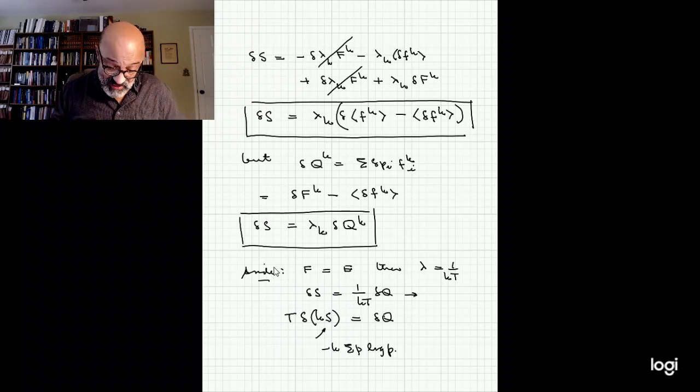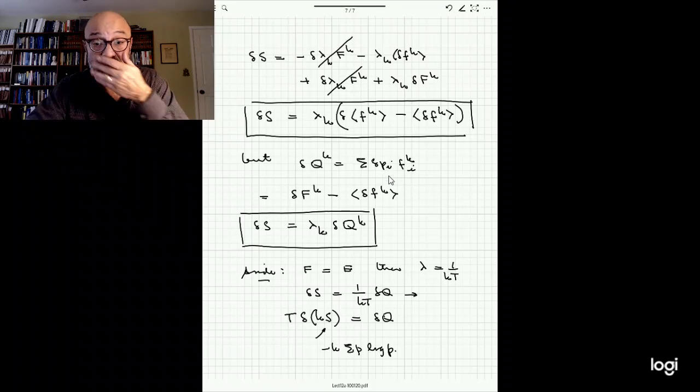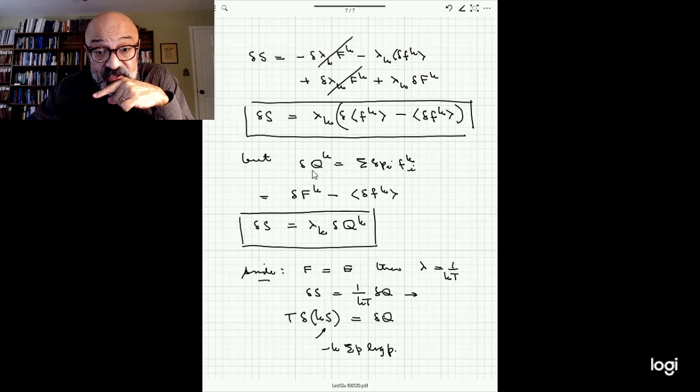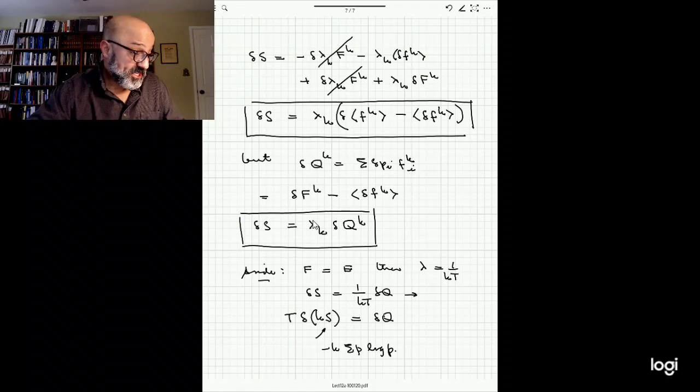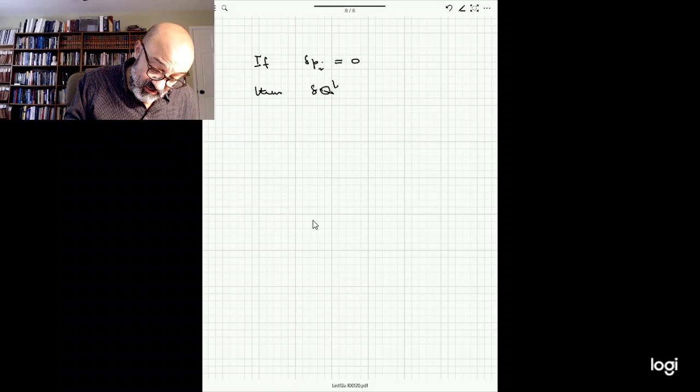Very good. One last thing before we call for a break here. Notice the following. The change in entropy has to do with the change in this generalized heat. What is the generalized heat? It's this expression that has to do with the probabilities. So you can immediately see here that if the probabilities do not change, there is no heat, and therefore the entropy does not change. So if the probabilities do not change, then the heat is 0 and the entropy change is 0.